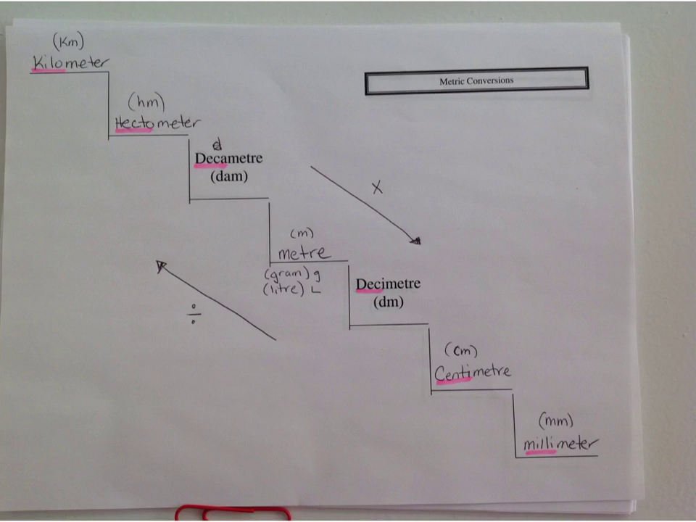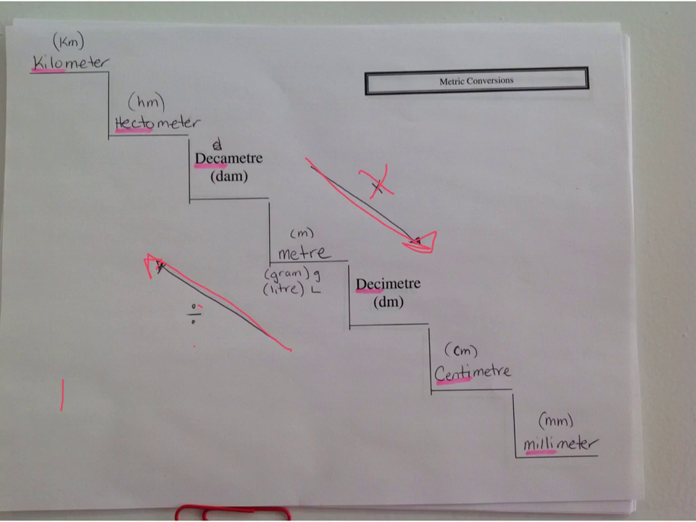So the important thing to remember is to count your steps from whatever unit you're starting at up until you get there, and that if you're going down the stairs, we multiply, and if we go up the stairs, we divide.